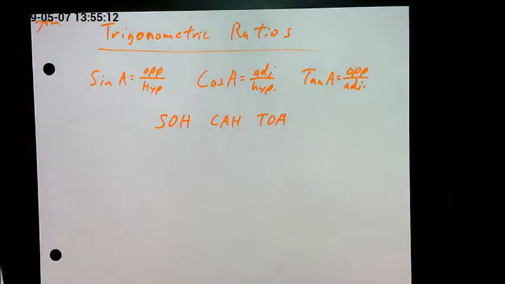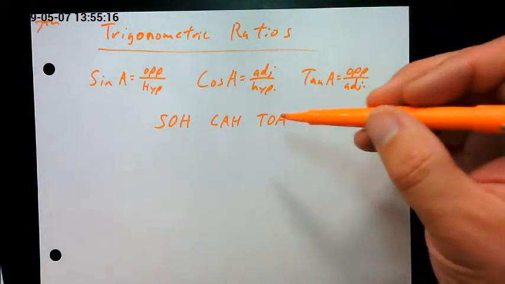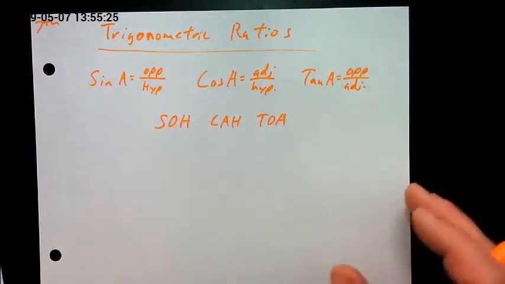Again, SOHCAHTOA: sine is opposite over hypotenuse, cosine adjacent over hypotenuse, tangent opposite over adjacent. Also gave you the saying, some old hippie caught another hippie, tripping on acid. Again, different ways to remember it. But again, you need that for the next few years.